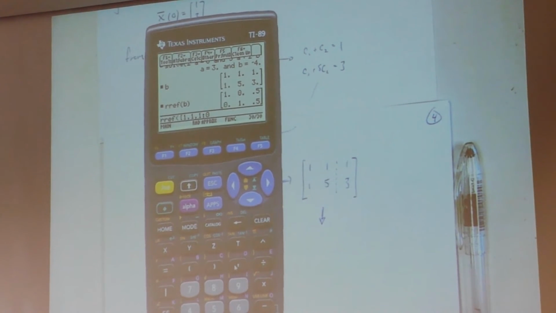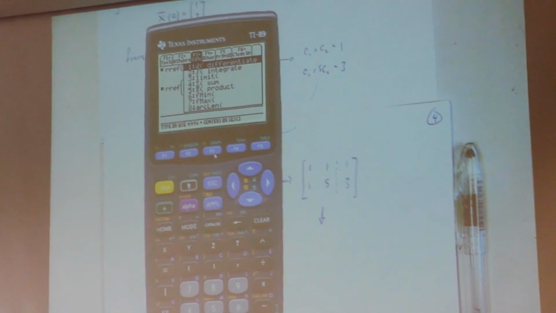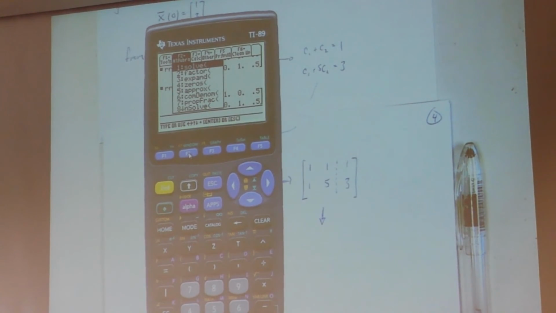0, comma, 1, comma, 1, 5, 3. I'm entering the wrong one. 1, 1, 1, 1, 5, 3. If you have the matrix up there already, close the bracket. That's a lot of keystrokes. You can also go to F2. Anyway, I don't want to look at three ways of doing this, but you can also define a matrix by doing define, putting the entries in, and calling it something.